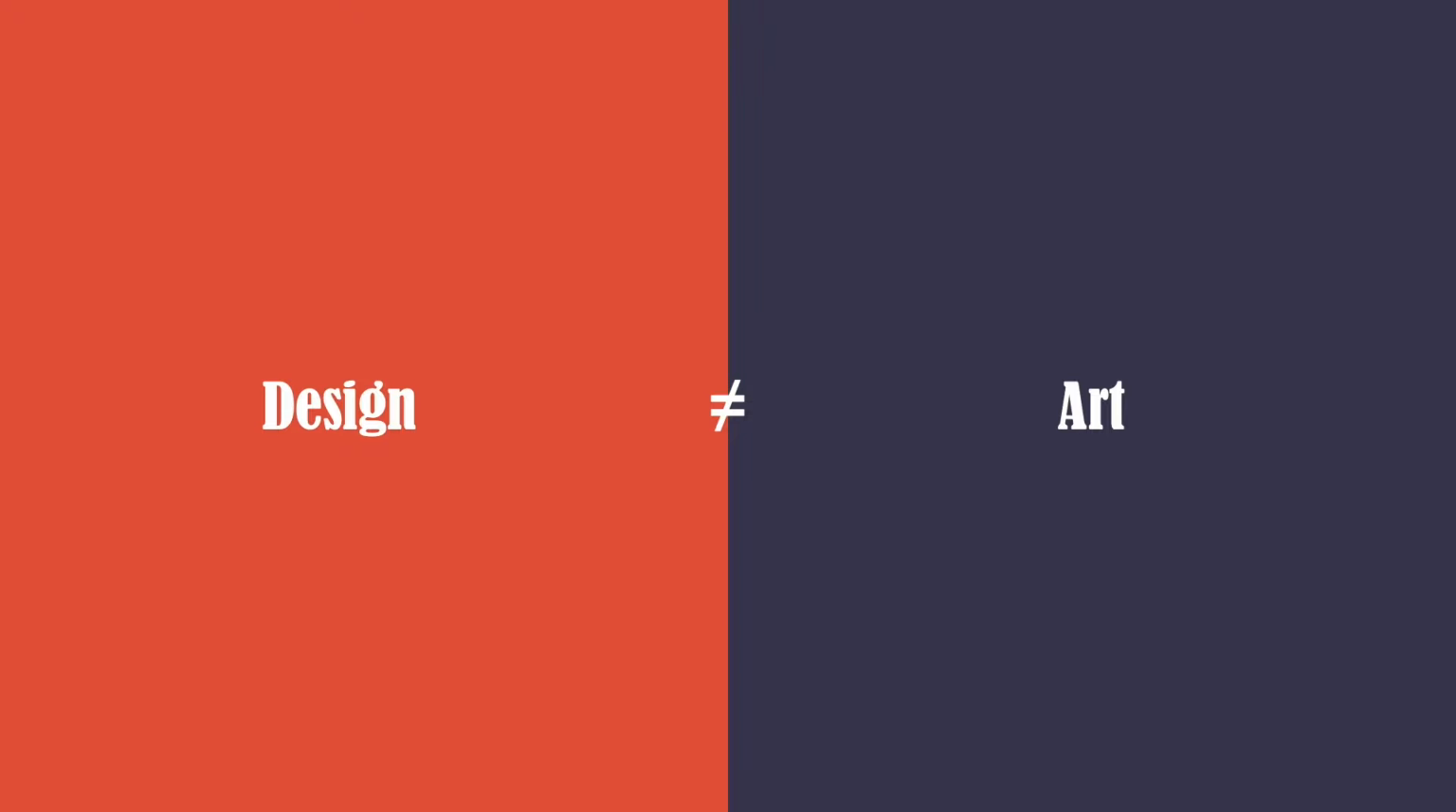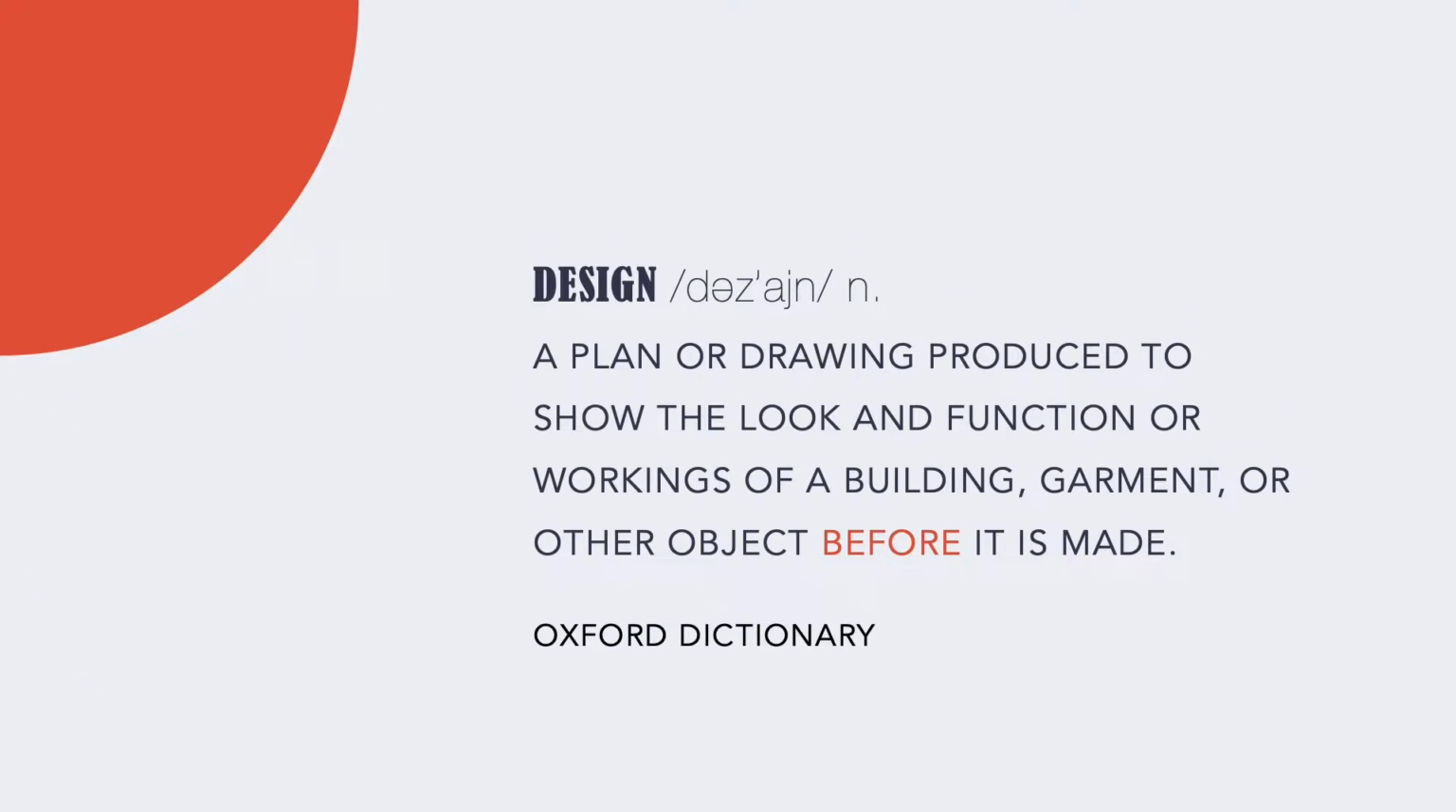Let's look at a definition of design in the Oxford Dictionary. A plan or drawing produced to show the look and function or workings of a thing before it is made. Now, design is not only about how it looks. That's the tip of the iceberg. It is first about how it works. And it doesn't happen last. It comes at the beginning.